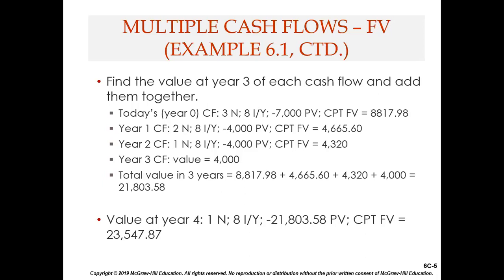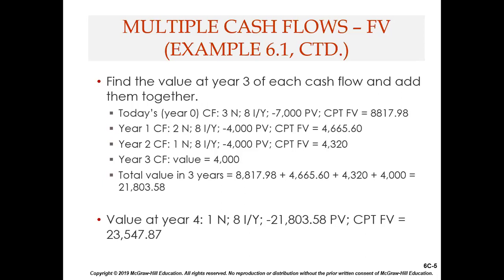Do the same thing with the payment that is made at the end of year two. So it's only going to compound for one period. I is 8%, putting 4,000 in, Alpha, Enter, it'll be worth $4,320. And the amount you put in at the end of year three will be worth $4,000 at the end of year three. So that's already in its future value.